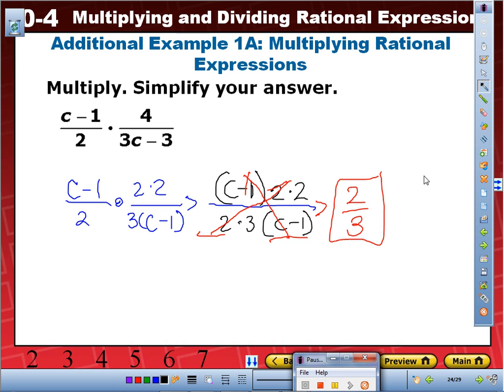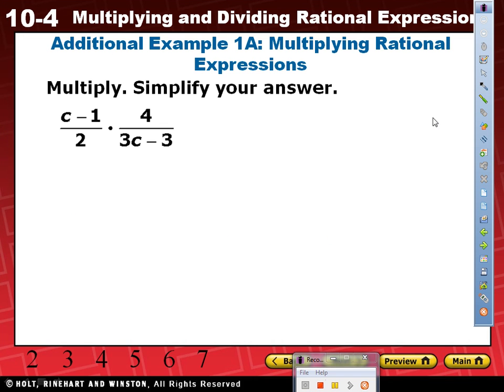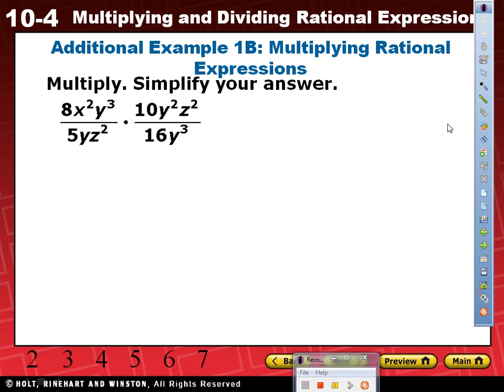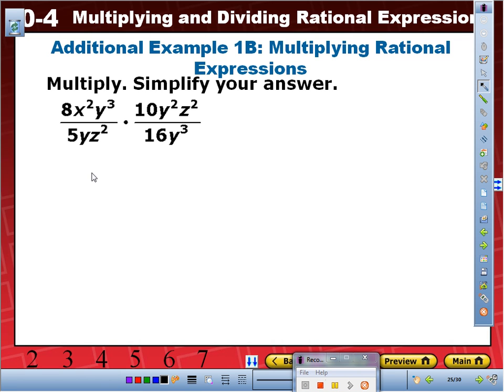Copy this one down. Example 1b. 8x squared y cubed over 5y z squared, times 10y squared z squared over 16y cubed. Copy that, please. Okay, let's do this one together.